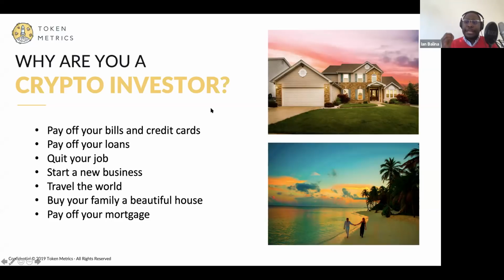So crypto can be viewed as an avenue or medium to achieve financial freedom. Lots of people like to talk about how crypto is going to change the world. Yes, that's true. But it can also change your life, like it did for me, like it's done for so many people around the world. It can give you financial freedom and let you really take full control of your life.